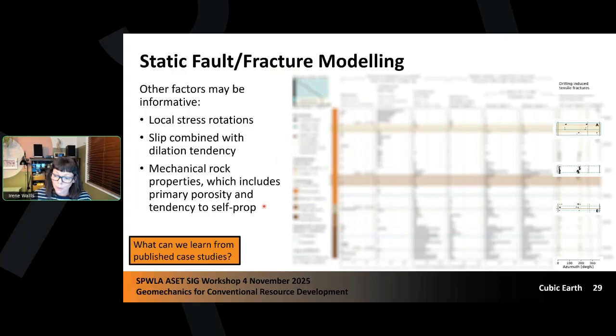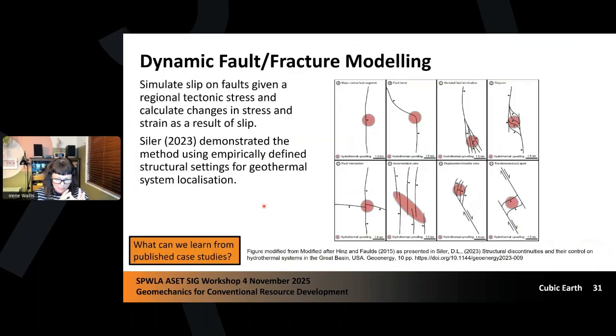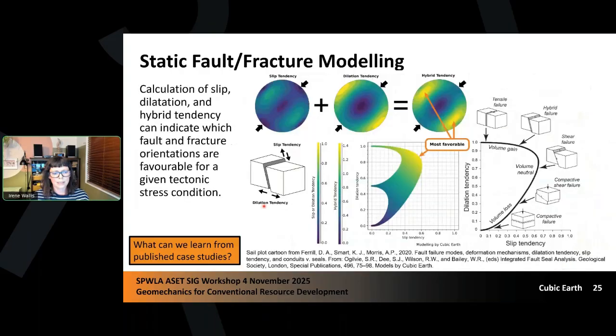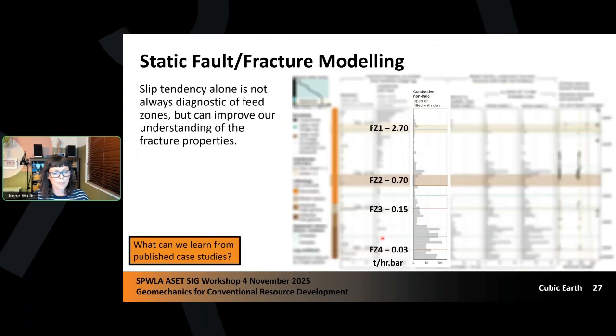And then finally, rock mechanical properties really influence how fractures occur, and we will have a look at that in a later slide. The next thing I want to touch on is this concept of dynamic fault modeling. And so we're going to step up in scale, noting that the static modeling could be done either at the wellbore scale, like the example that we've talked about, or it could also be done at the reservoir, or it can be done at a larger fault scale.